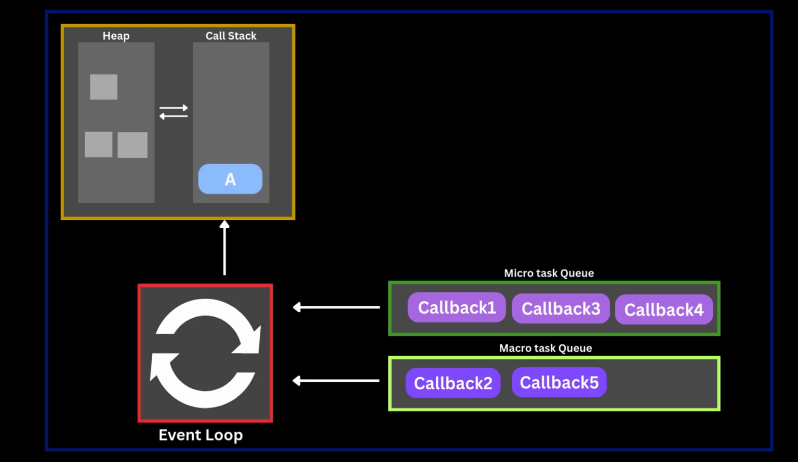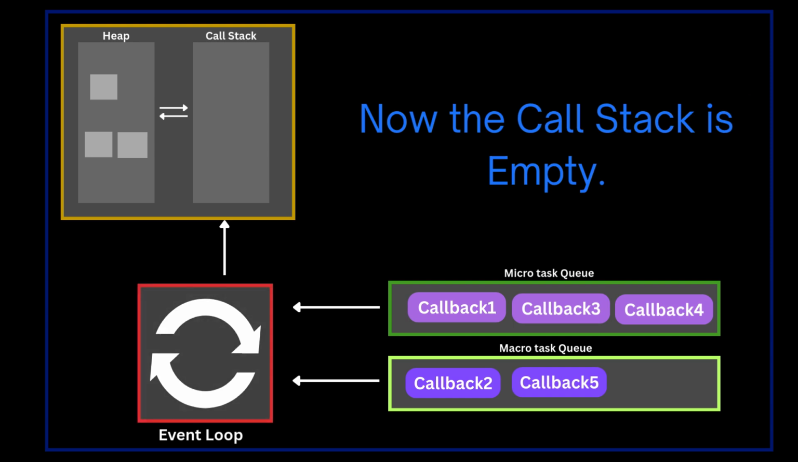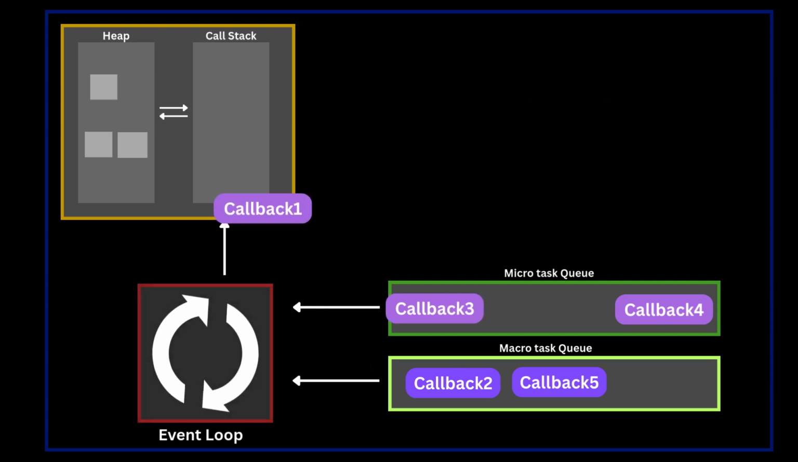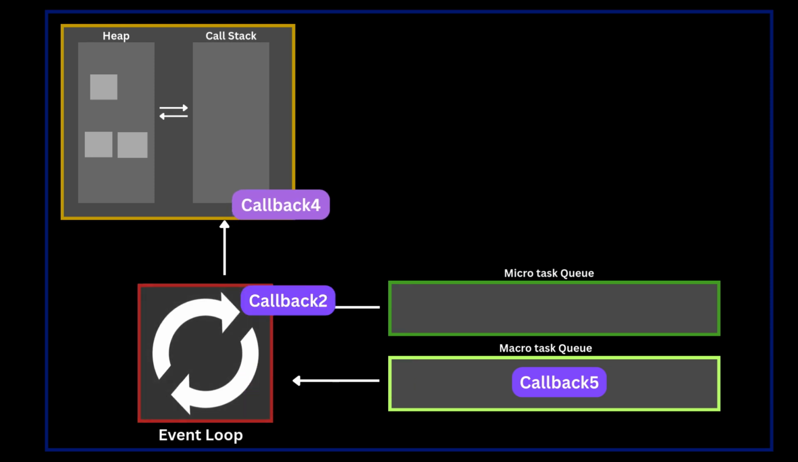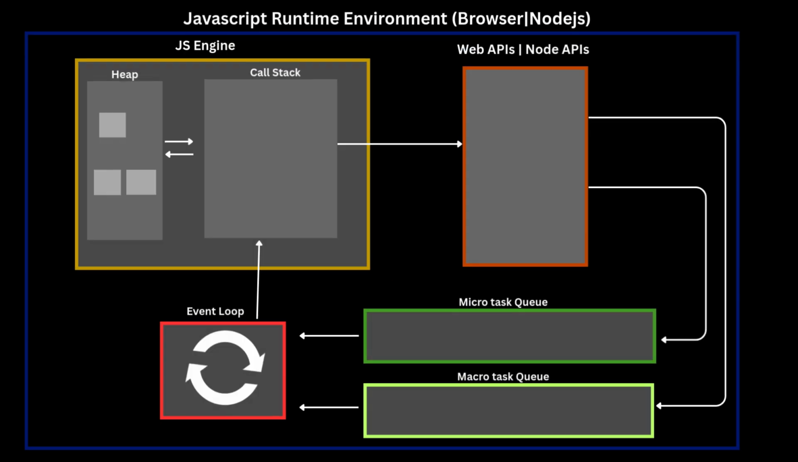For example, if function A calls B, and B calls C, the stack becomes empty only after C finishes, then B, then A, and there is no more synchronous code left. Only then does the event loop run tasks from the queues. When the call stack becomes empty, first, all microtasks run. Then the next macro task runs. And the cycle repeats.